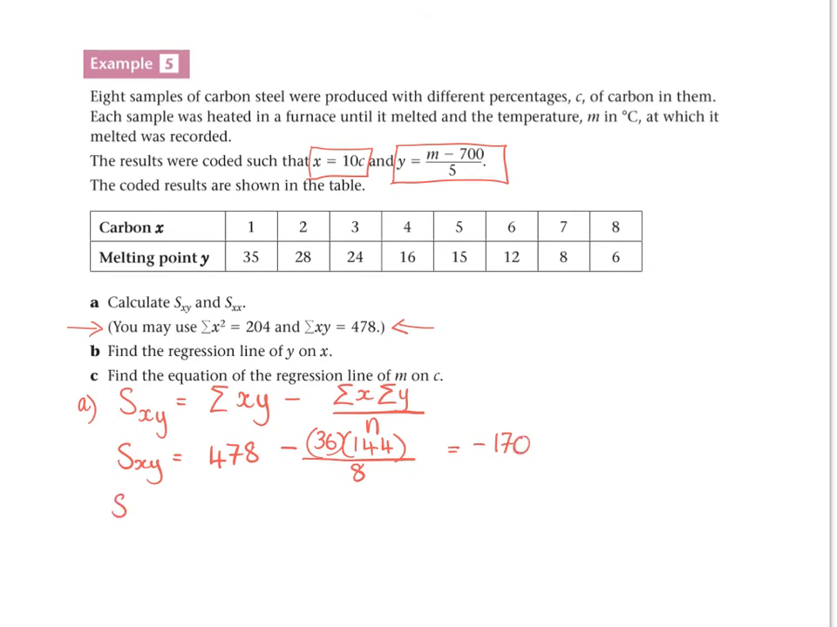Right, if we now work out Sxx, and again, why is it asking that? Because we need it for the regression line. We're going to work out what a and b are. So it's the sum of the x's squared minus the sum of x's all squared all over n. So the sum of x squared is equal to 204, that was given, minus 36 squared all over 8, and that's equal to 42.